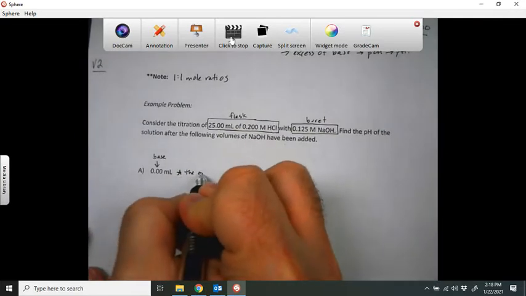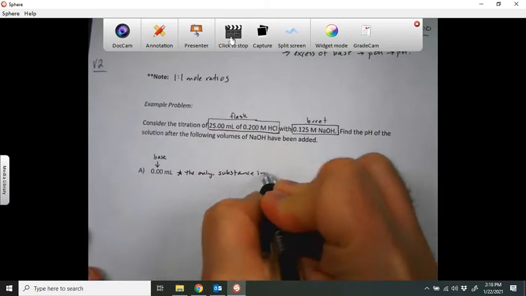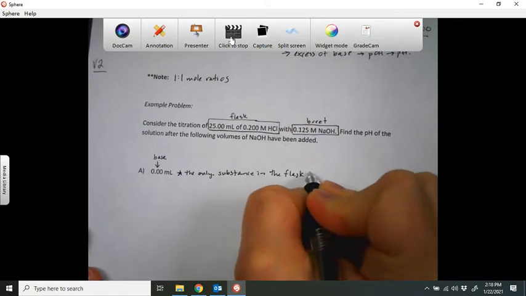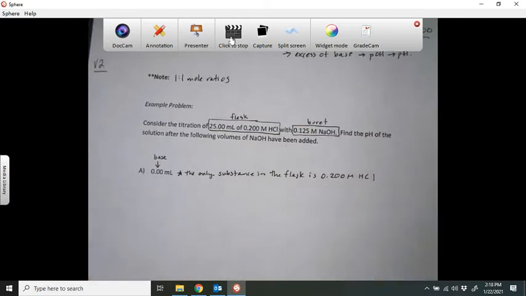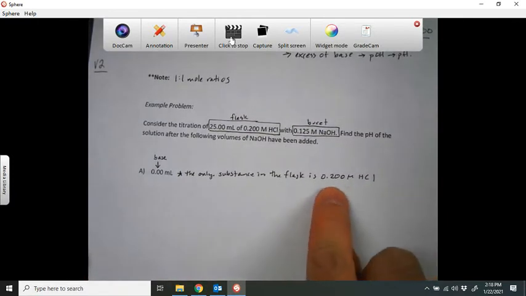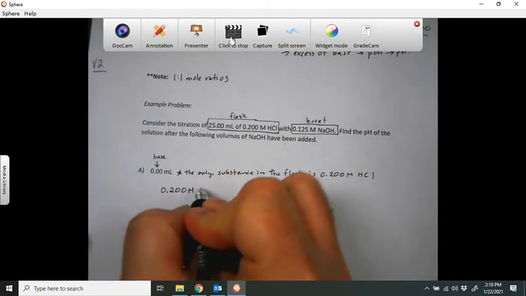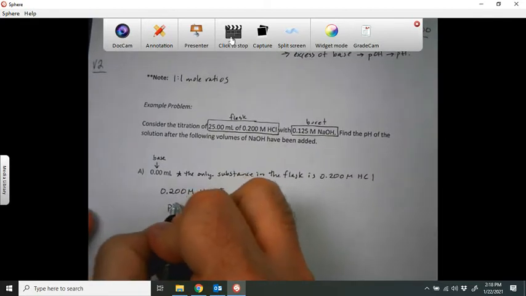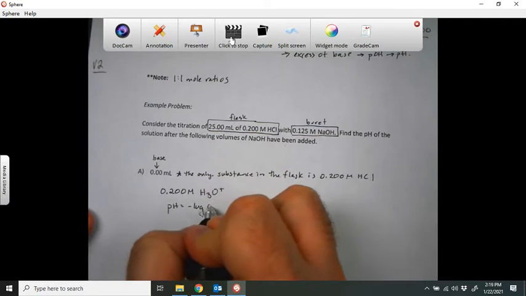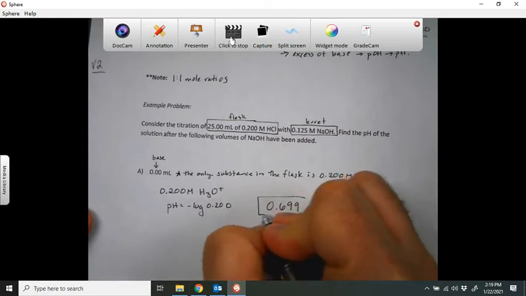The only substance in the flask is 0.200 molar HCl. Because we have a strong acid and we know it's 0.200 molar HCl, that means that we have 0.200 molar H3O plus. So pH is derived from the negative log of 0.200 molar, and we get 0.699 as our pH.